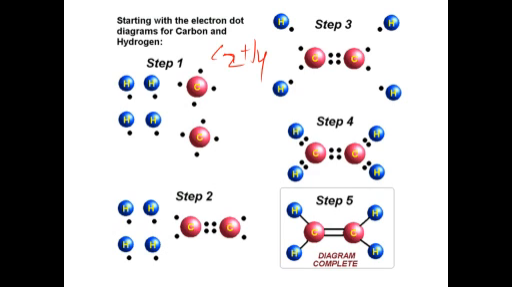Carbon gets 1, 2, 3, 4, 5, 6, 7, 8 electrons. This carbon gets 1, 2, 3, 4, 5, 6, 7, 8 electrons. Each hydrogen atom gets 2 electrons. So everybody's happy. Everybody's octet is full. You have a stable molecule.